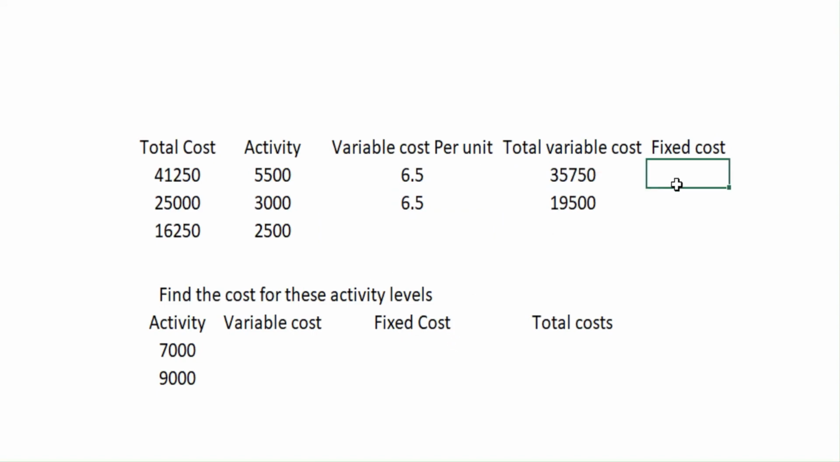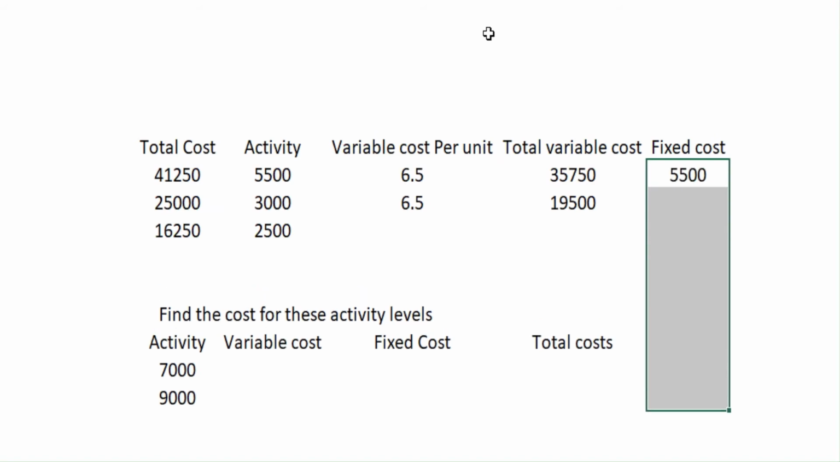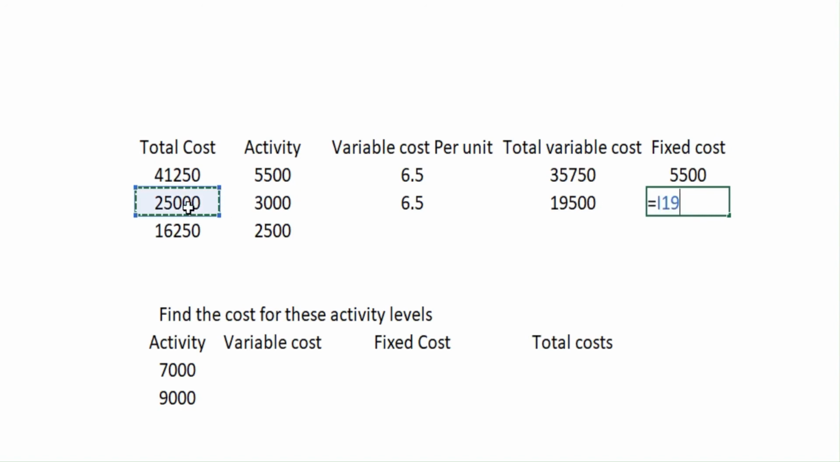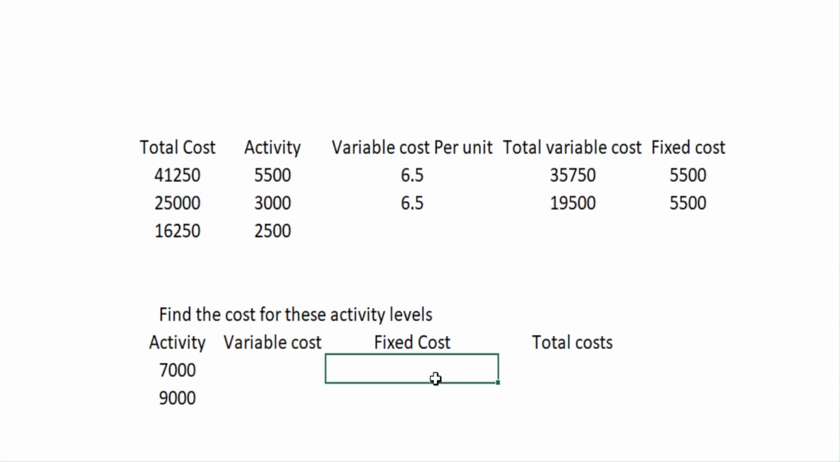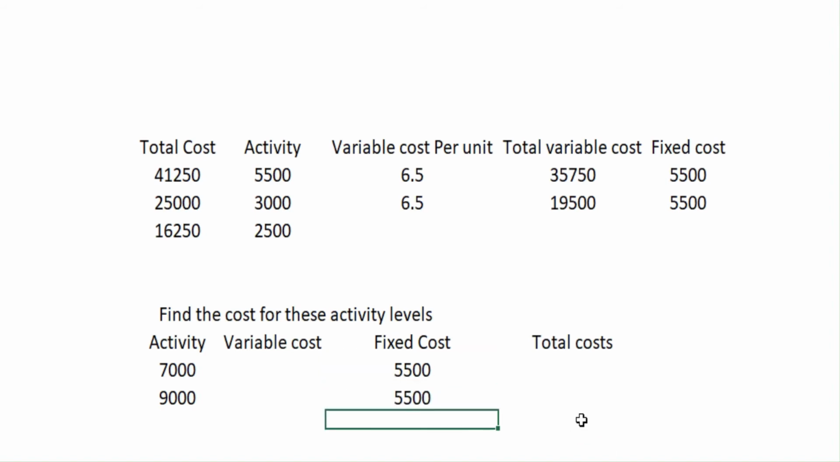Now to get the fixed cost, all we have to do is get the total cost and minus away the total variable cost, so we end up with 5500. And if you notice, if we do it again here, get the total cost and minus away the total variable cost for 3000 activity, we also end up with a fixed cost of 5500. So for the new activity levels, we know that the fixed costs are going to be 5500, and we can put that straight in there.